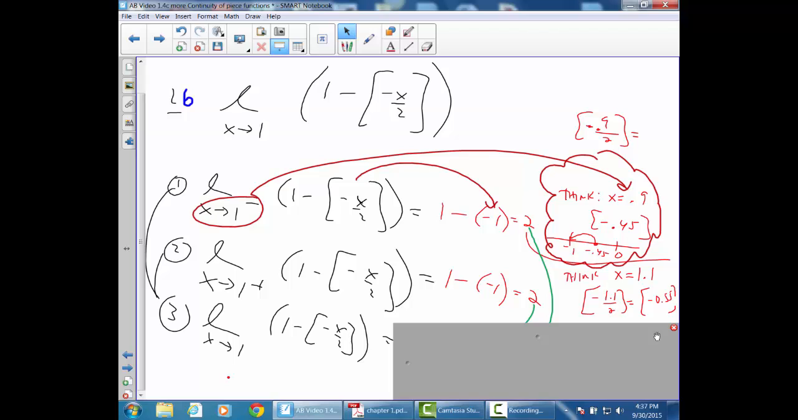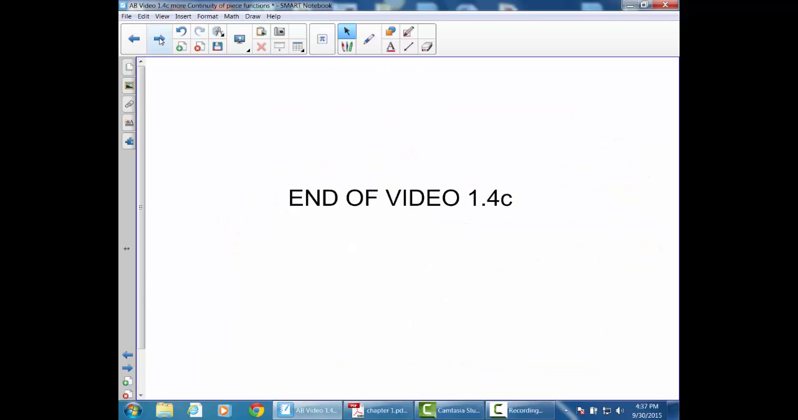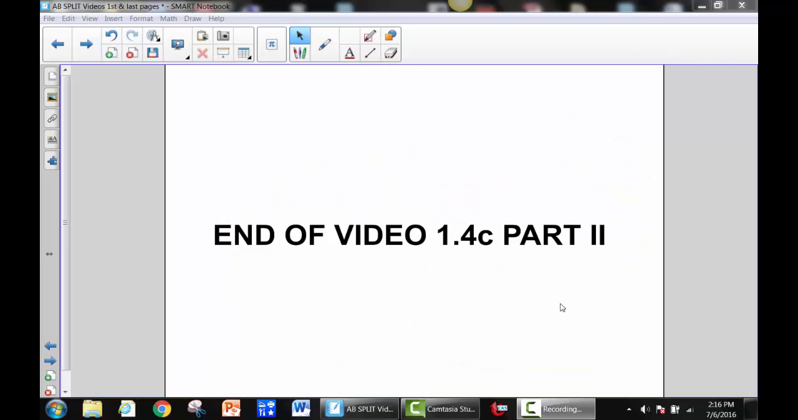And again, your work is done at that point. Once the two one-sided limits are equal, then the two-sided limit is equal to that. And that's the end of video 1.4c, part 2.